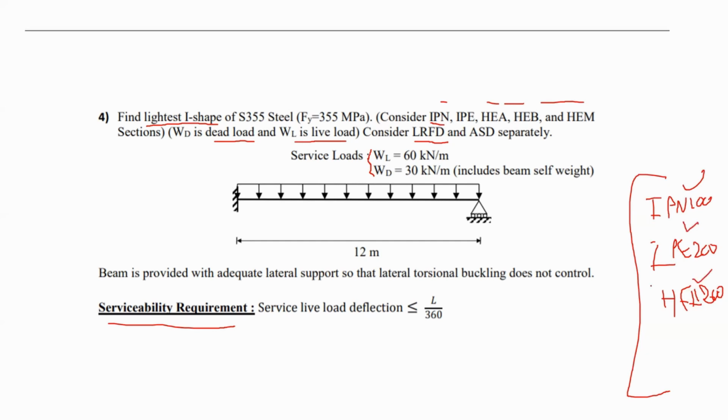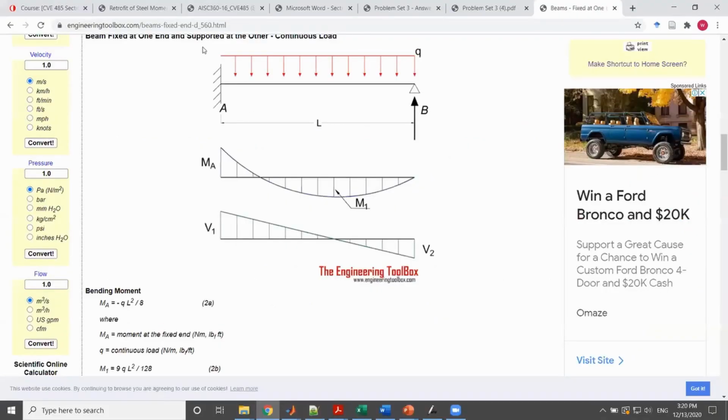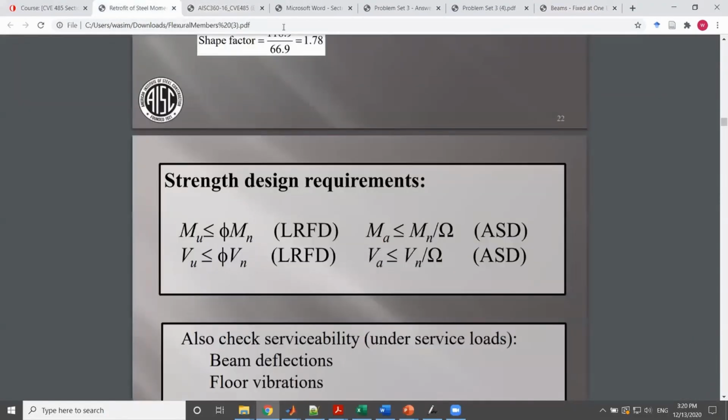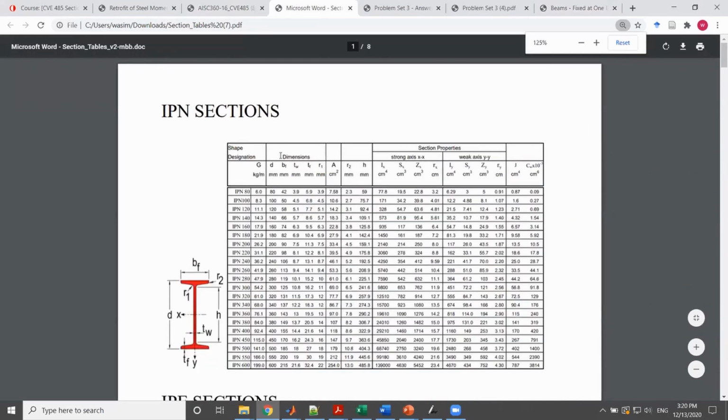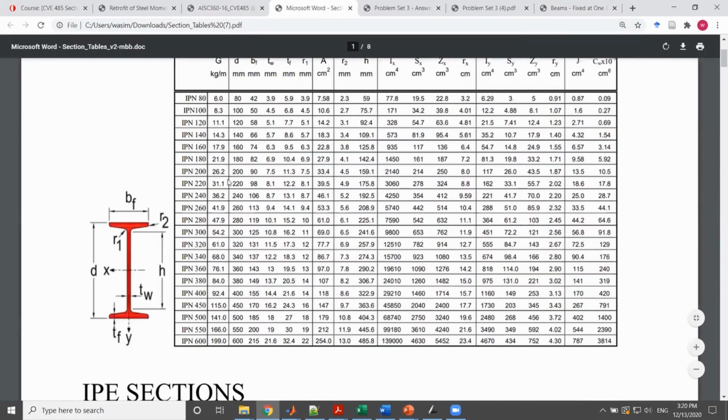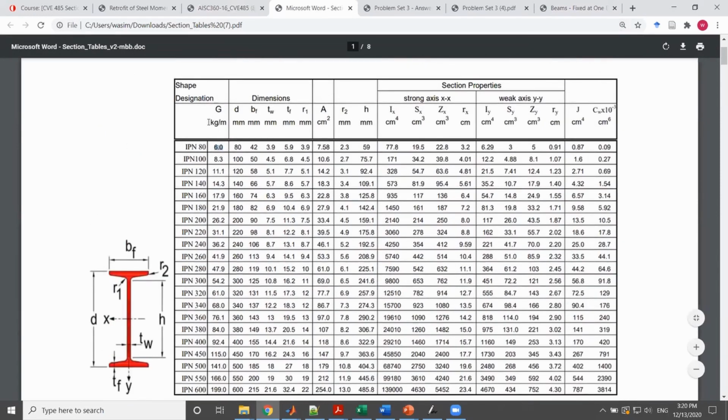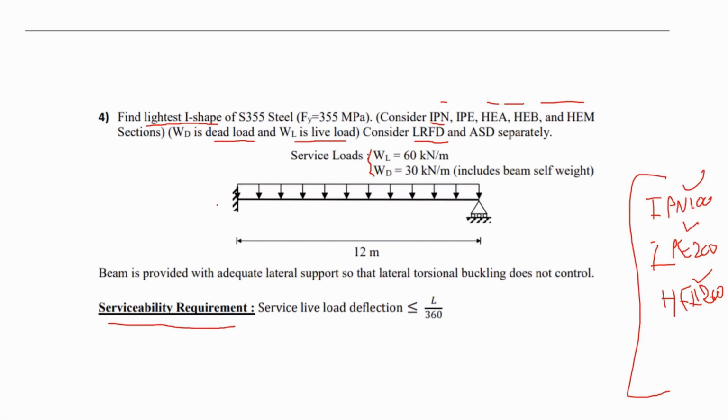What you have to do is basically pick the lightest section. And as I told you before, in order to pick the lightest section, you go to section tables and you check the first column in here. The first column says, for example, IPN 100, 8.3 kilogram per meter. You will compare and pick the lightest section based on the first column. Okay, so this is the case I wanted to make clear.